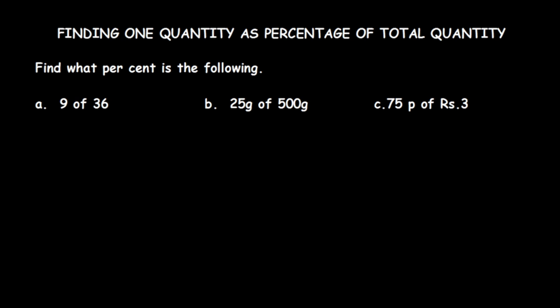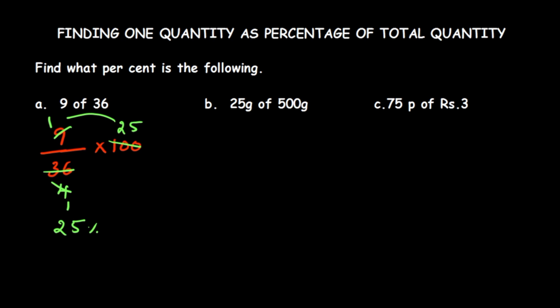So this 9 by 36 we write in fraction form and just multiply by 100. That's it. This is the model, and here we can cancel by the 9 table: 9 once and 9 four times. So 4 once and 25 fours will be cancelled. So we have 25 into 1, that means 25%. So 25% is the answer for this question.